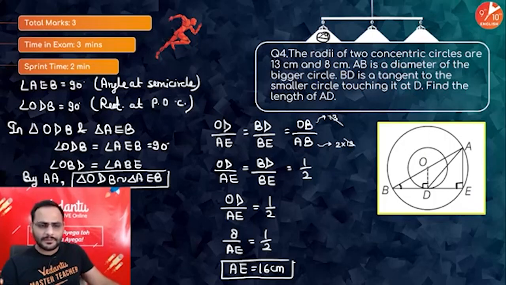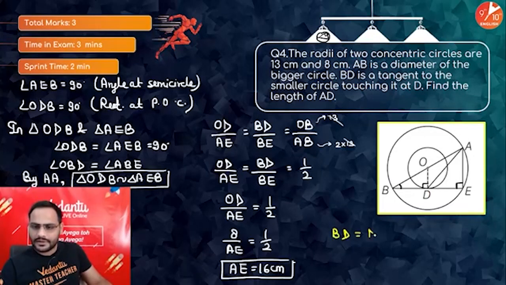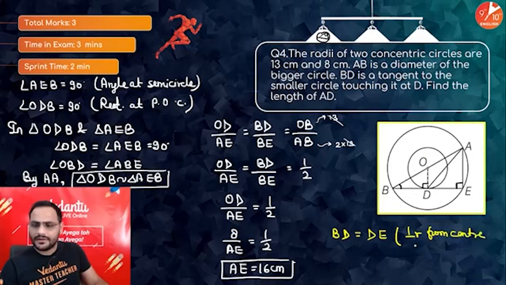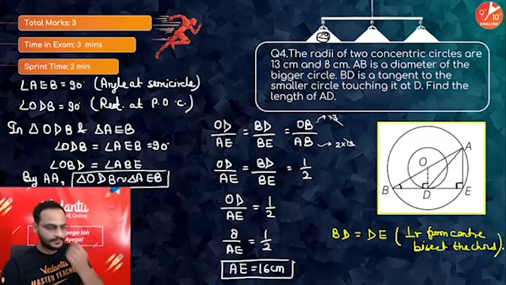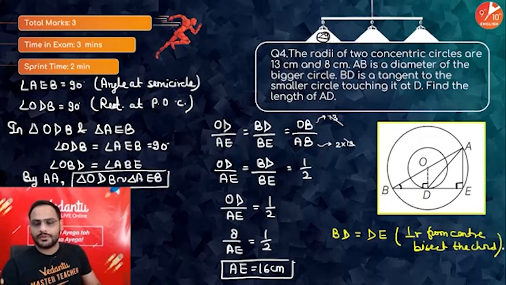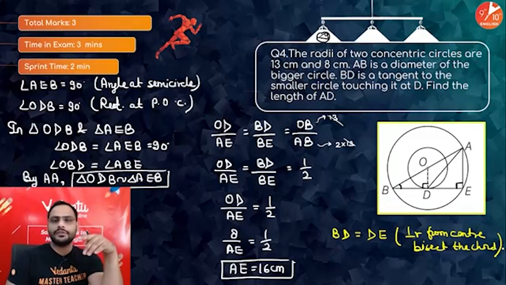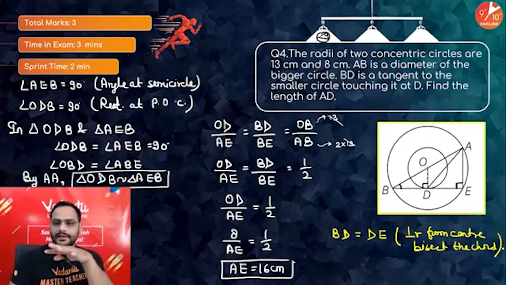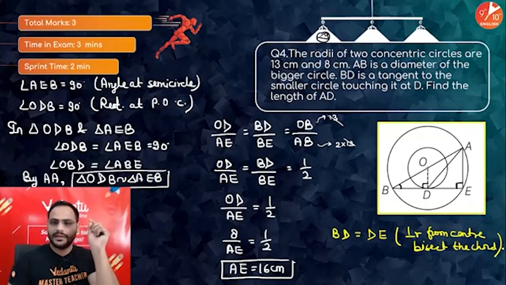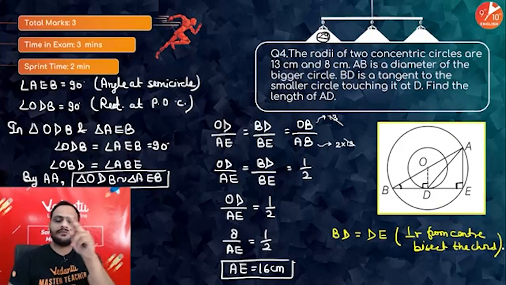Instead of BD upon BE, we can also do this thing. We know a perpendicular from the center bisects the chord, so we'll say BD is equal to DE, because we know a perpendicular from the center bisects the chord. Yes or no? Alright, so how do we solve it? Now you have got these two triangles. Now let us try to get the length of BD. If I get the length of BD, the same will be the length of DE.